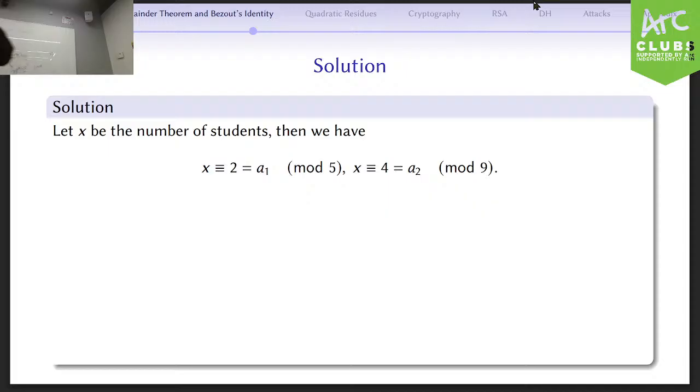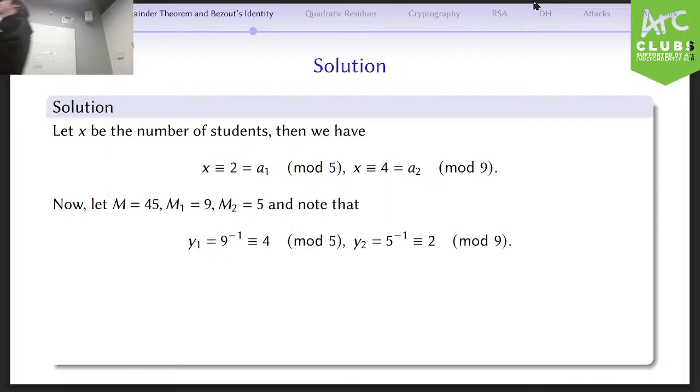And then what we do next is a bit weird, so just stay with me. Let's just say M1 is 9 and M2 is 5. We want to find the multiplicative inverse of 9 modulo 5, which turns out to be 4, and the multiplicative inverse of 5 mod 9, which is 2. And obviously that works because they're co-prime.